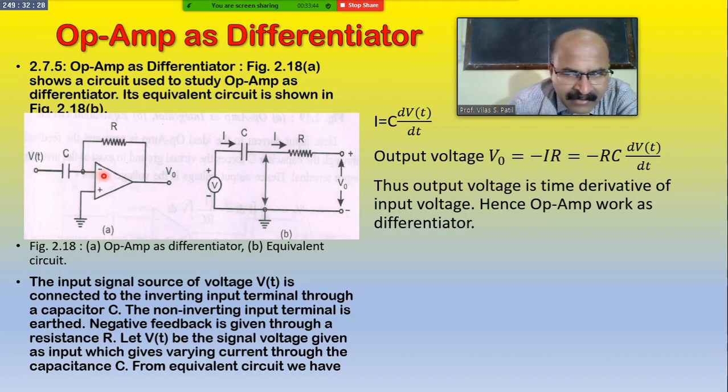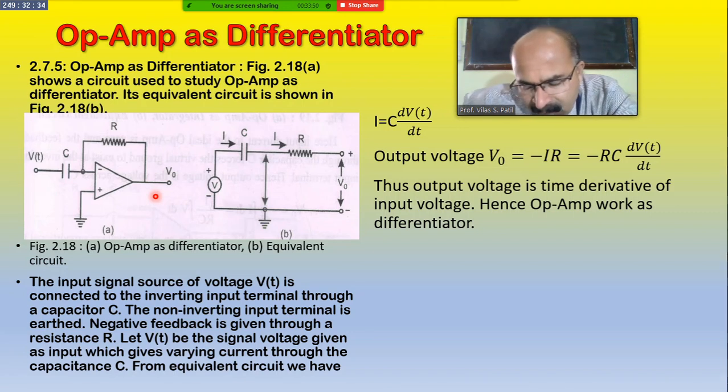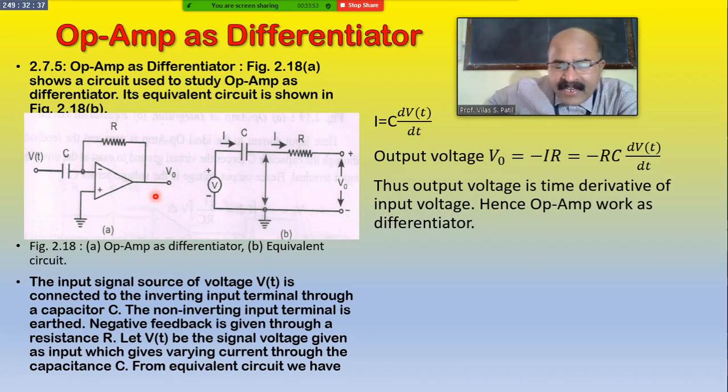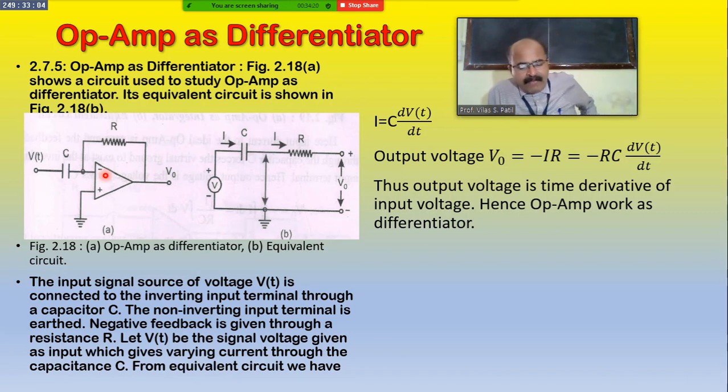That terminal is the inverting terminal, and the op amp is used in open loop gain mode. Here, the 741 IC is used in open loop gain mode. The output is fed back to the inverting terminal, the negative terminal, through resistor R.